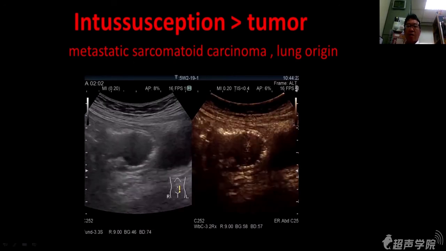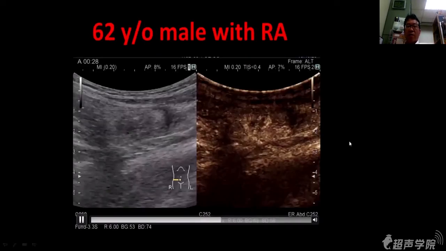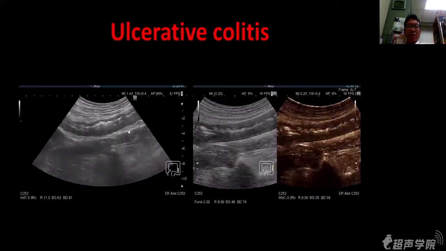The patient received an operation, and it was a metastatic sarcomatoid carcinoma, lung origin. This is inflammation of the ileocecal region. After the injection, you can see the high perfusion of the ileocecal region. And we also apply it in the evaluation of ulcerative colitis. And the left side is grayscale ultrasound.